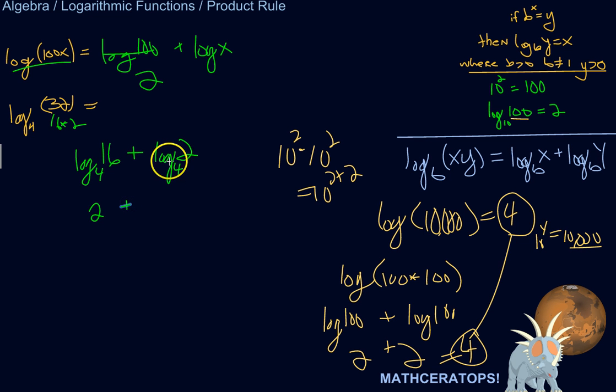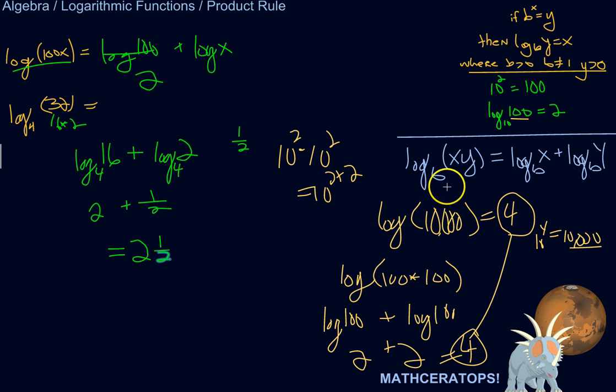Again, log. So what power do I have to raise 4 to in order to make it into a 2? I have to raise it to the power of 1/2. In other words, I have to take the square root of it. Square root of 4 is 2. So by applying this product rule and then applying what I know about logarithms, I can simplify this into just 2.5. Boom. I don't need a calculator. So yeah, take that, calculator.